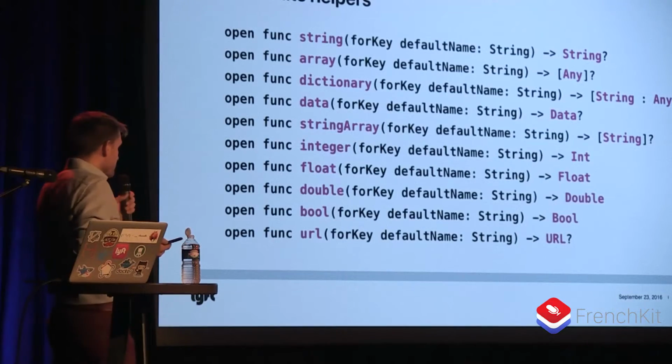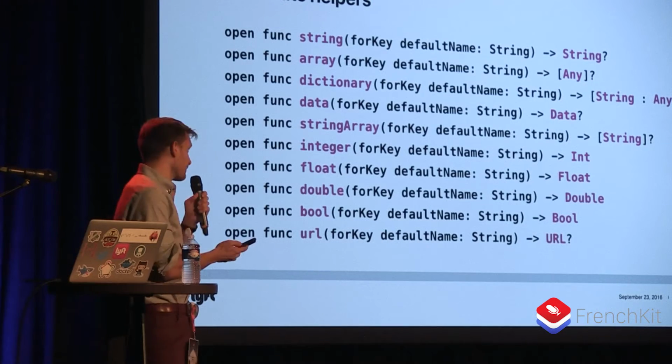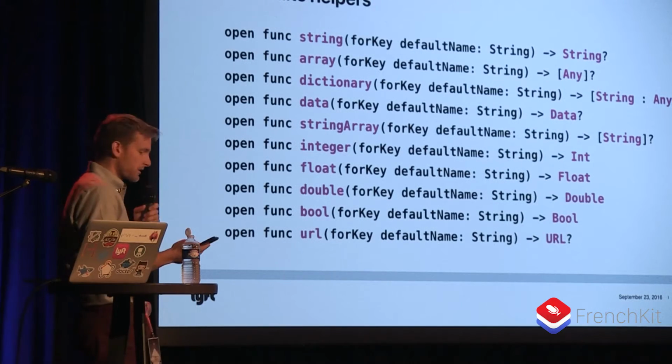Basically, if I use bool for key, not object for key, it would say true for 1 and yes and the word true. But this comes with a cost. So if you want to be safe, just use those: string for key, array for key, data for key.